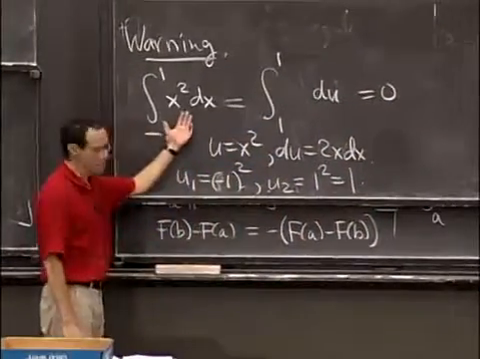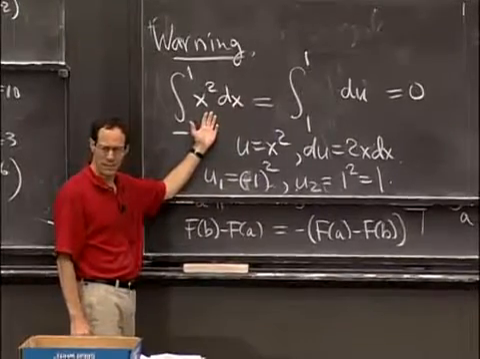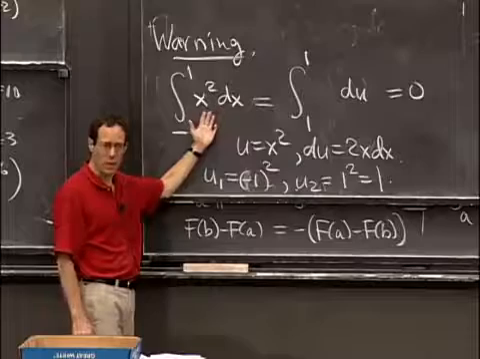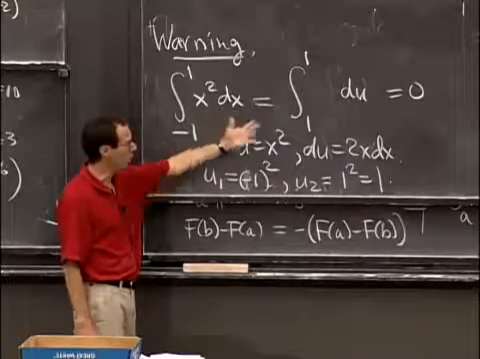But we know this is not 0. This is the integral of a positive quantity. And it's the area under a curve. It's going to be a positive area. So this is a positive quantity. It can't be 0.